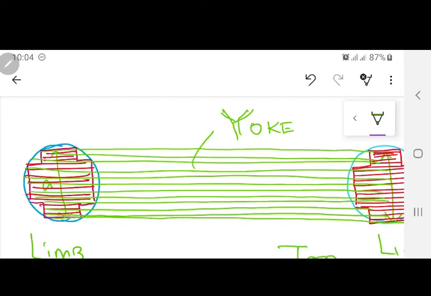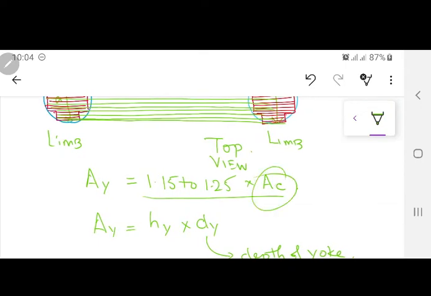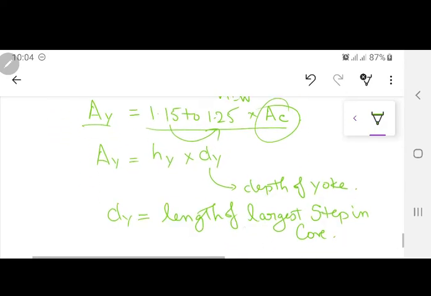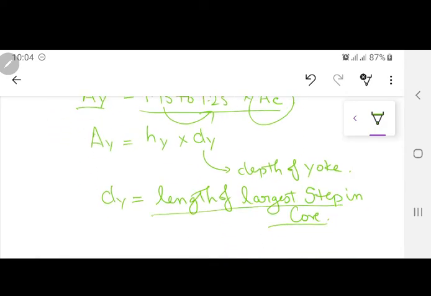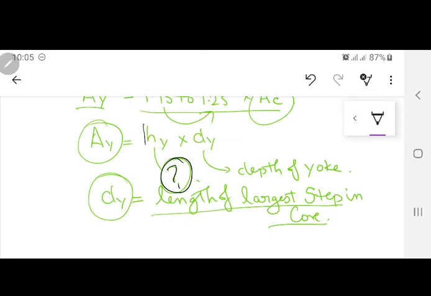So whenever you have to design a yoke, first thing first, find out the core area or actually the net iron area over here. Depending upon your design, you want to keep it 15 to 25% more, increase it to AY, then find out what is the length of the largest step in the core, that is actually A over here. Keep that equal to the depth of the yoke, and you know already AY, you can find out HY. So this way you can have the HY found out over here. This is the yoke.